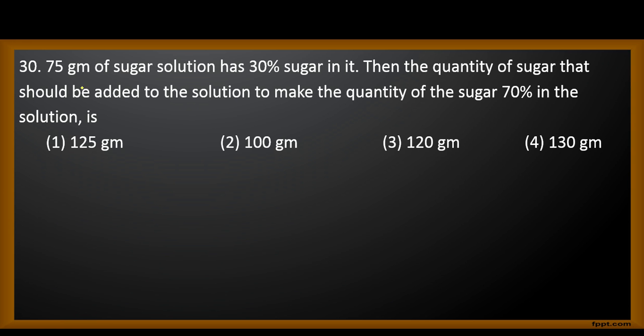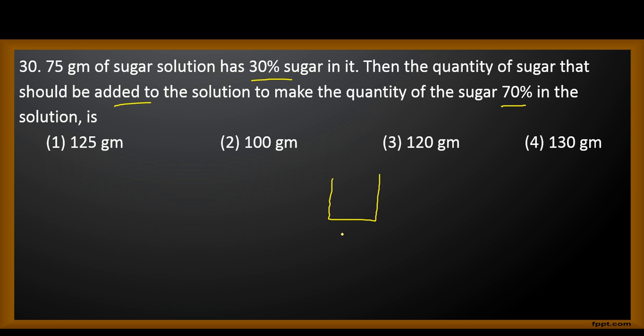See, look at this question. 75 grams of sugar solution has 30% sugar in it. Then the quantity of sugar that should be added to the solution to make the quantity of sugar 70% in the solution is... See what we are doing here. We are adding sugar to it. So let us draw a diagram first.